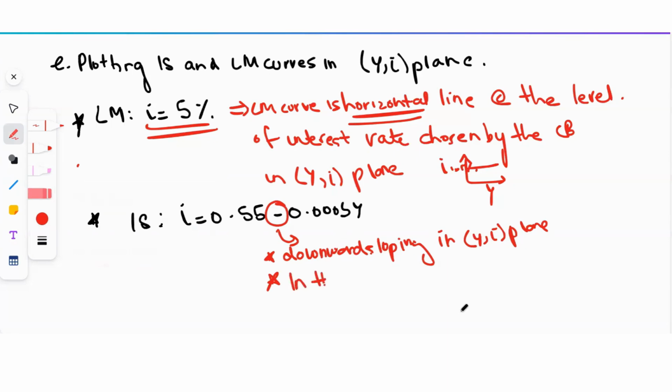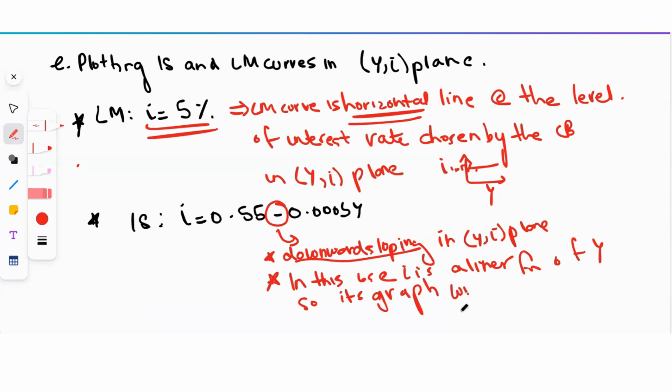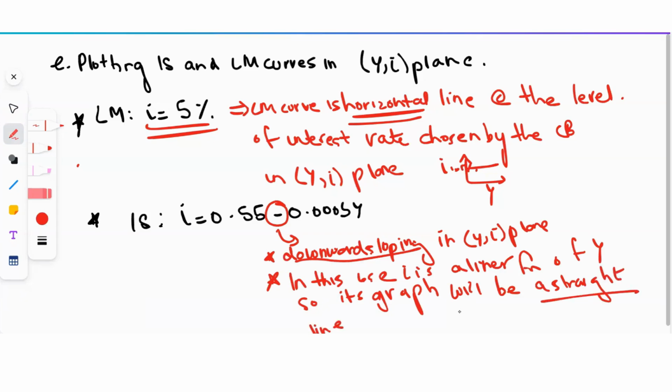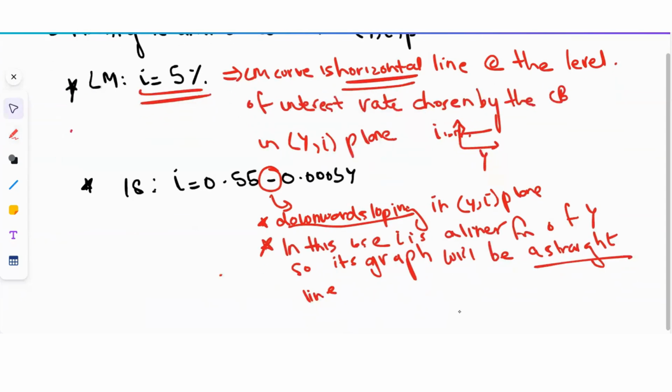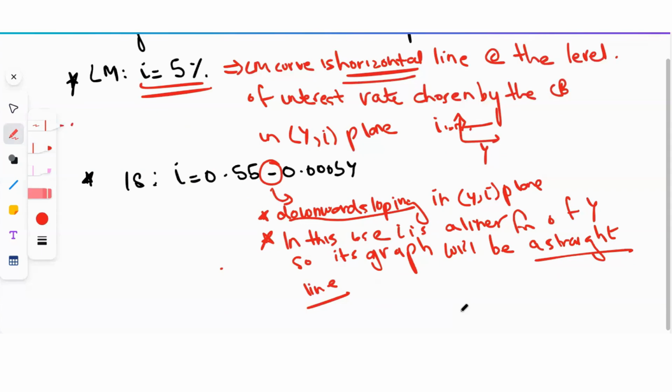In this case, i is a linear function of Y, so its graph will be a straight line. It's downward sloping, and we would draw it as a straight line, because i is a linear function of Y.